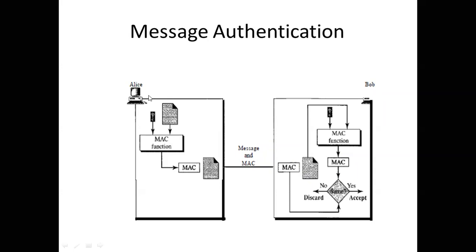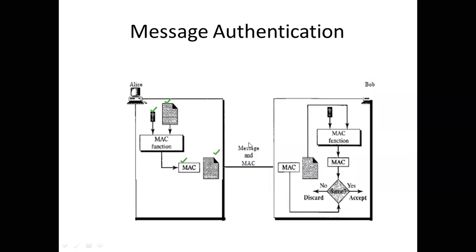So the method is almost same. What will Alice do? Alice will generate the original message. To that, she will apply a key. So there is not going to be only a hash function, but along with that, there is also going to be a key. So to the original message, a key is applied and a hash function is applied, what we call as MAC, message authentication code. And that message authentication code is now sent along with the message to the receiver.